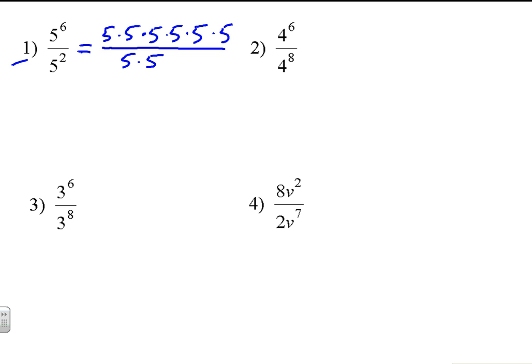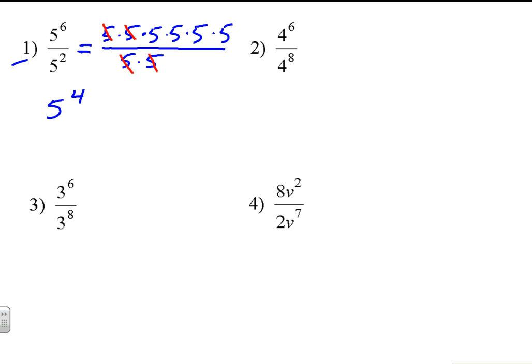Now, if we have matched factors like this, a bunch of 5s in the top, a couple of 5s in the bottom, and what is a factor? It's a number that's being multiplied by everything that's grouped with it. No addition, no subtraction. Then you can just cancel factors. For instance, I can cancel a top 5 with a bottom 5 and another top 5 with a bottom 5. And in this case, I'm left with 5 to the 4th in the numerator. But we don't really have to do that.